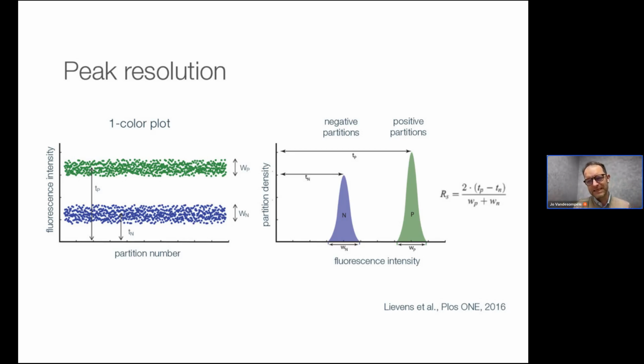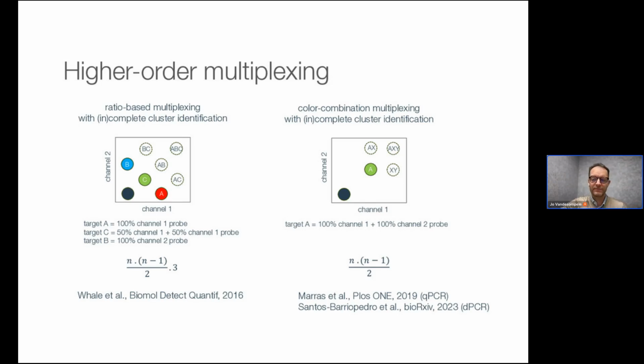Peak resolution is quite simple. It's all about the width of the distribution of the negatives and the positives and the intensity of the positives and the negatives, with a simple formula, and there are many out there. This is one from Antoon Lievens, published in PLOS ONE in 2016, that we use, but many software developers have integrated some kind of peak resolution in their software. And I think it's important because it says something about the quality of the assay and how sure you are to discriminate a positive from a negative partition. And that's incredibly important for digital PCR because it's all about the quantitative accuracy in discriminating positives from negatives.